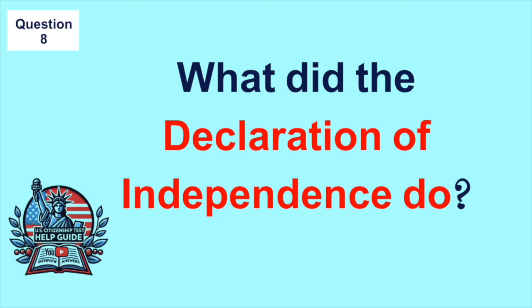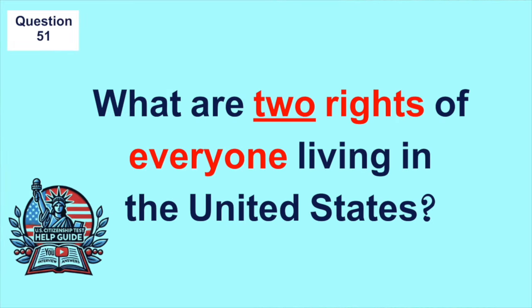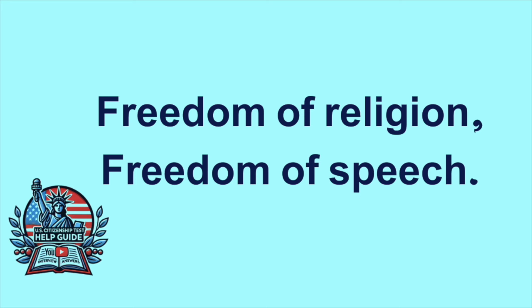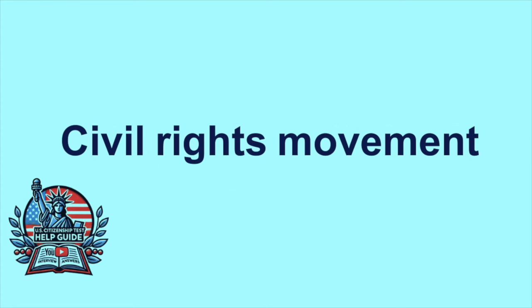What did the Declaration of Independence do? Announced our independence from Great Britain. What are two rights of everyone living in the United States? Freedom of religion. Freedom of speech. What movement tried to end racial discrimination? Civil rights movement.